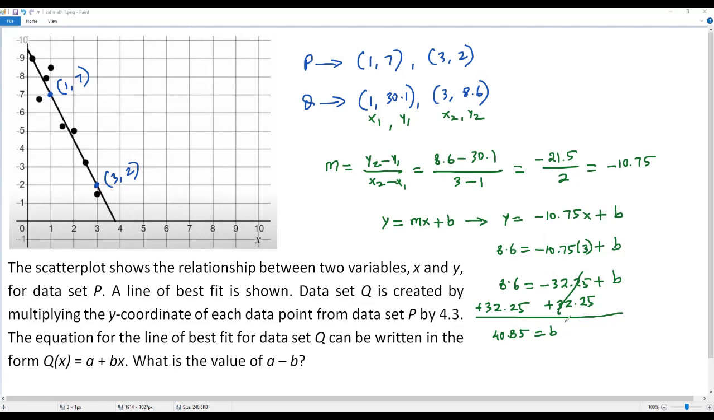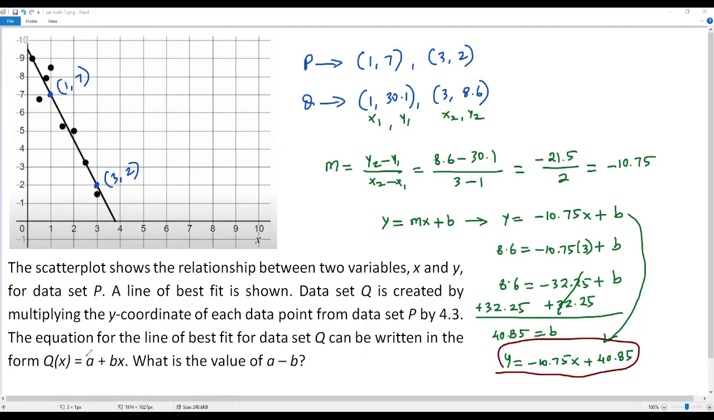Now we can plug in this value for b into this equation. Then we get y equals negative 10.75x plus 40.85. Here I got the equation of the line of best fit for data set Q.